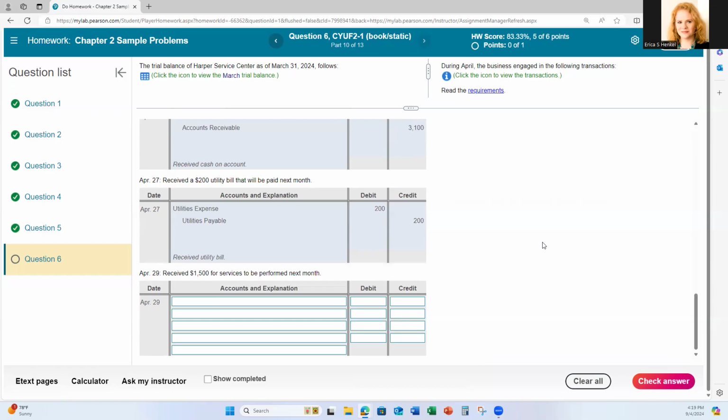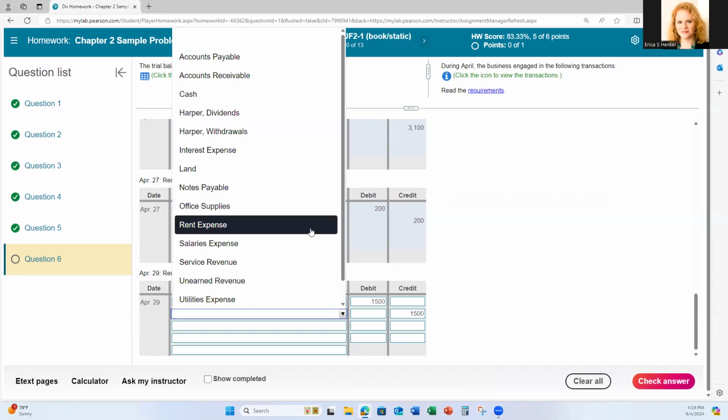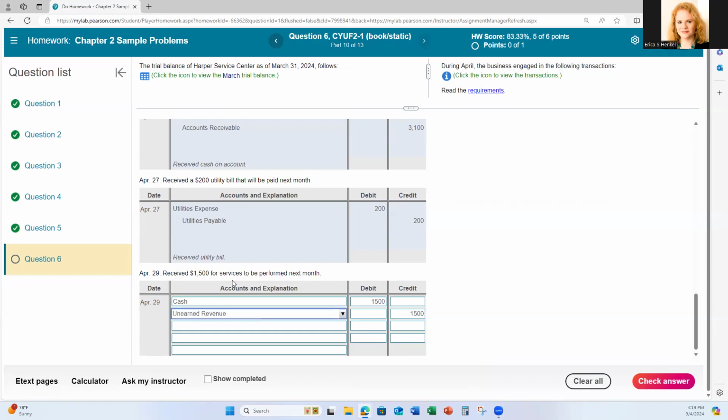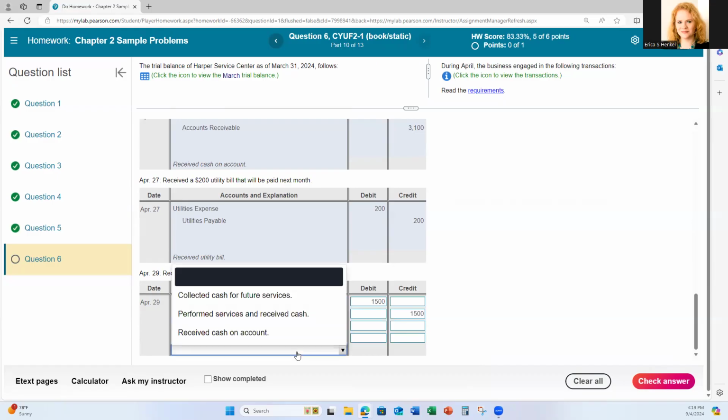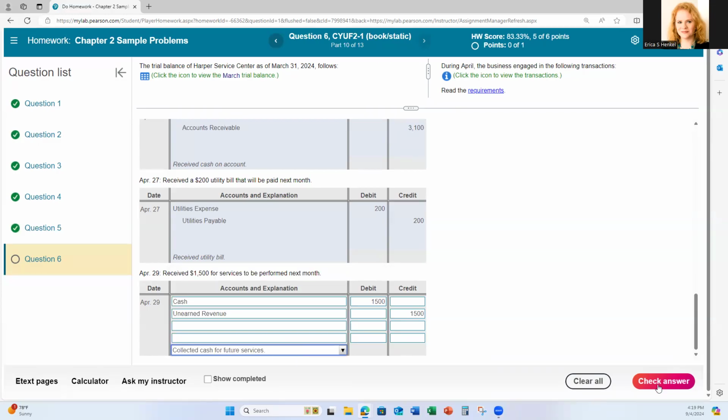All right. Received $1,500 for services to be performed next month. So they are prepaying us, which means that we are receiving cash here. But because we are not performing yet, we owe them future performance. So we are going to have some unearned revenue here. And so received, collected cash for future services. There we go.